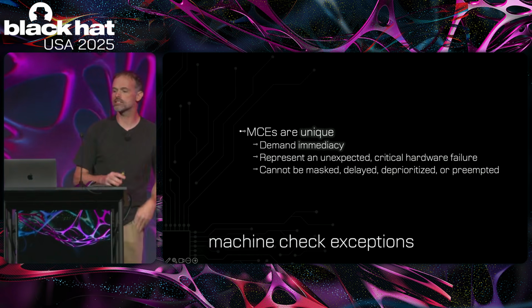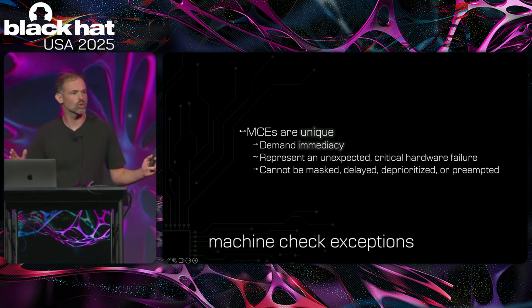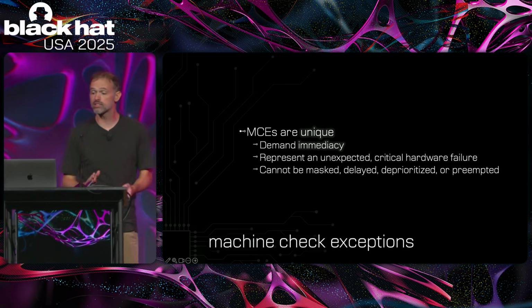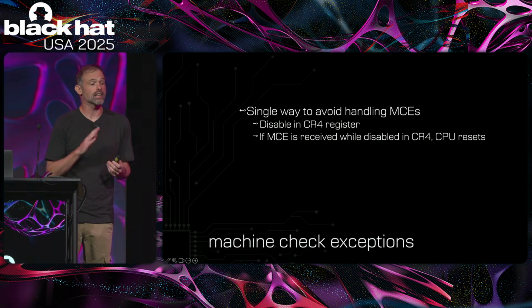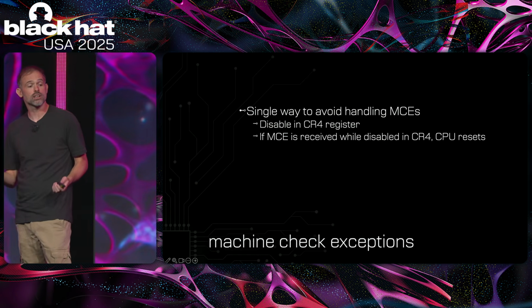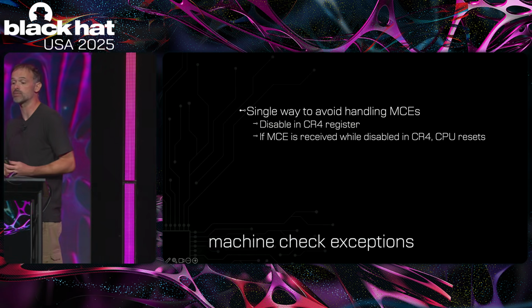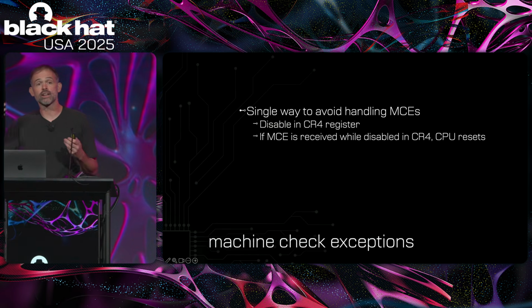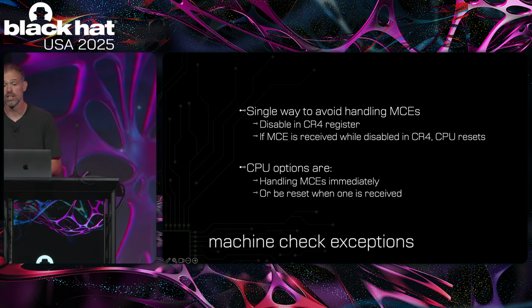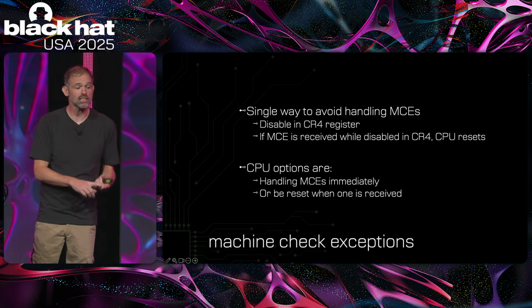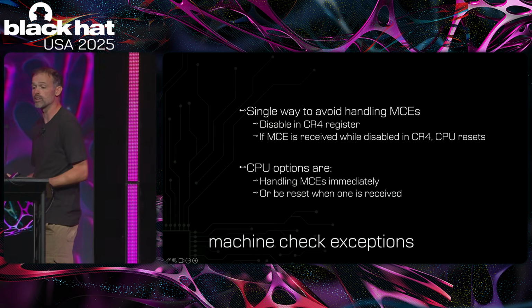All of this makes machine checks entirely unique amongst all the other sources of interrupts and exceptions on a processor. They demand immediacy, they represent an unexpected critical hardware failure, and they can't be masked or deprioritized or preempted in any way. In fact, the only way to avoid handling a machine check exception is to disable it in what's called the CR4 register. If you do that, then if a machine check is received while the handling is disabled, the CPU resets. So if you're writing software, your options are basically to handle machine checks immediately, or to just be reset when one of them is received.